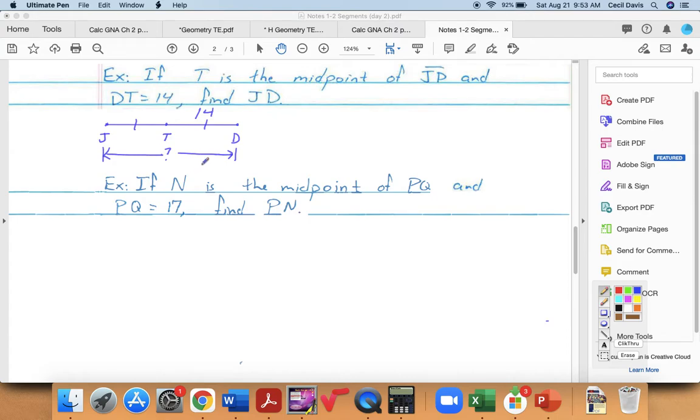But here's the key. Since these two segments are congruent, they have the same length. So if the length of DT is 14, the length of JT is also 14. Now I can use the segment addition postulate. The length of JT plus the length of TD is equal to the length of JD. The length of JT is 14. The length of TD is also 14. And when I add those together, the length of JD is 28.